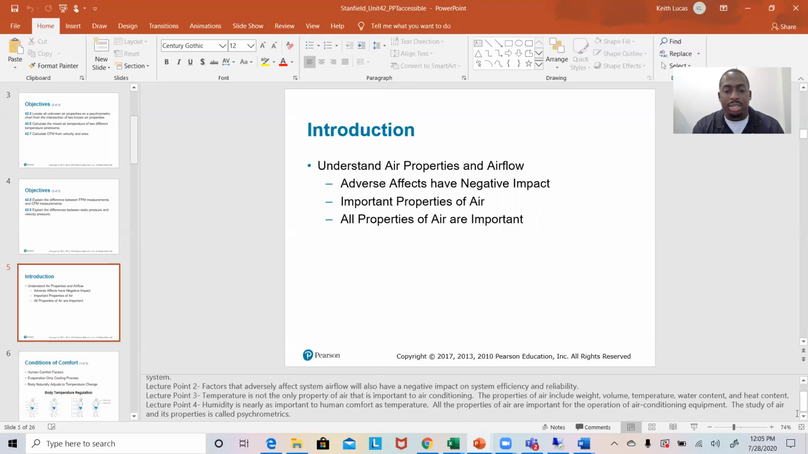Temperature is not the only property of air that is important to air conditioning. The properties of air include weight, volume, temperature, water content, and heat content. Humidity is nearly as important to human comfort as temperature. All the properties of air are important for the operation of air conditioning equipment. The study of air and its properties is called psychrometrics. So that's that weird word if you haven't heard it before. All it is, is the study of the properties of air.